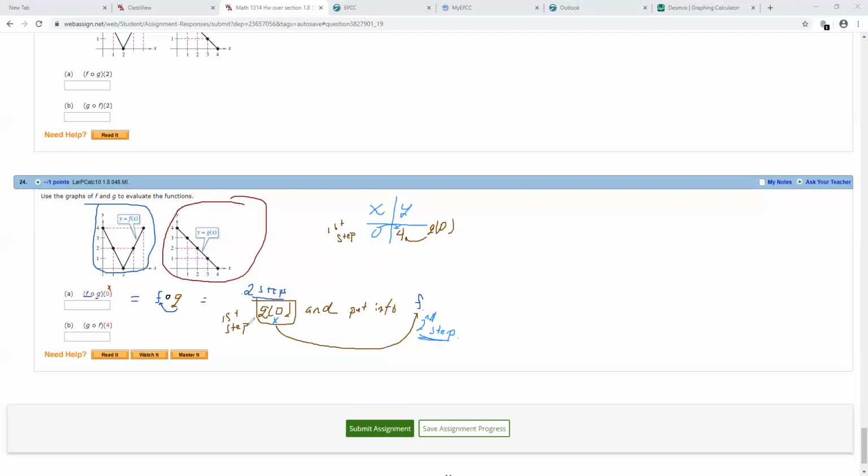Okay. So this was our first step, and we got 4. This part is equal to 4. And now we take 4 and we do the second step, and we put it into what function? To F. F. So now the second step is to put the 4 into F.